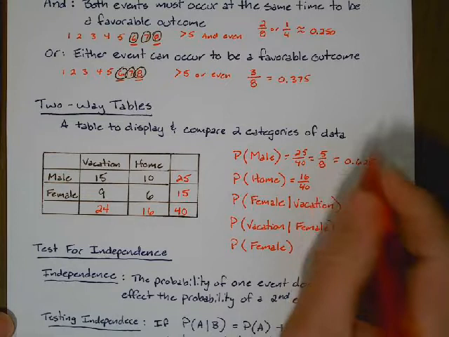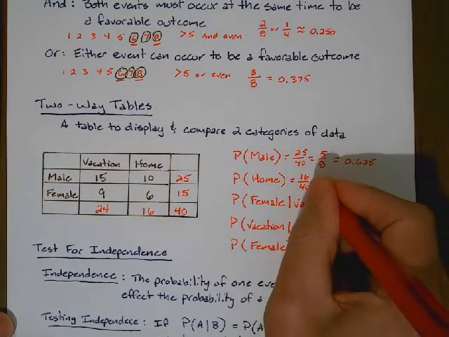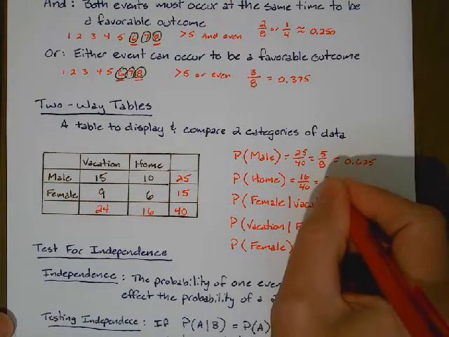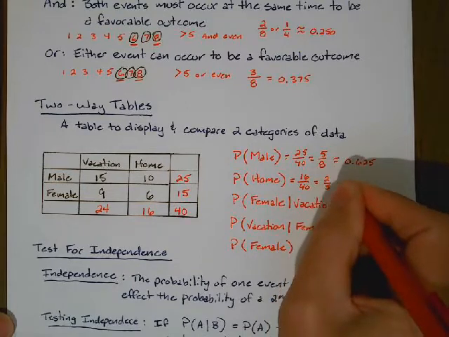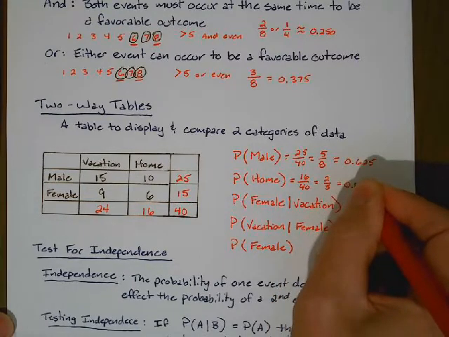So 16 out of 40, it looks like, what, 8 goes into both of those? So this would be 2 out of 5. If you plug 2 out of 5 in your calculator, that's 0.4.